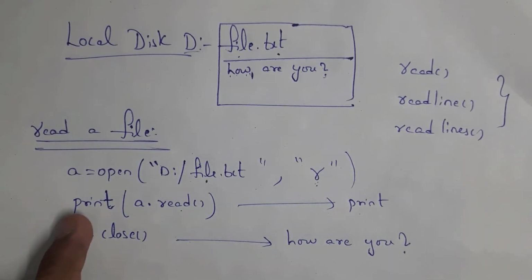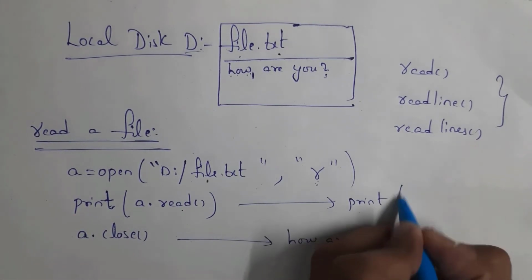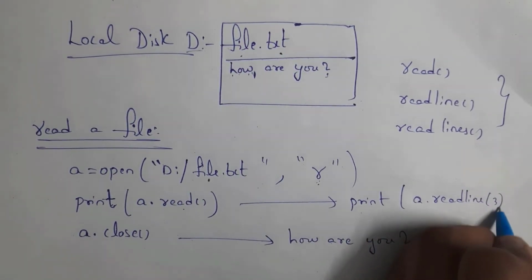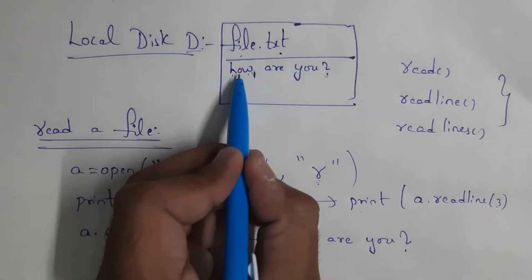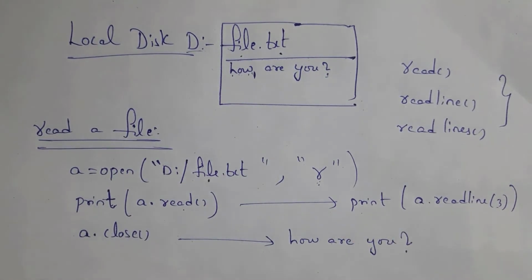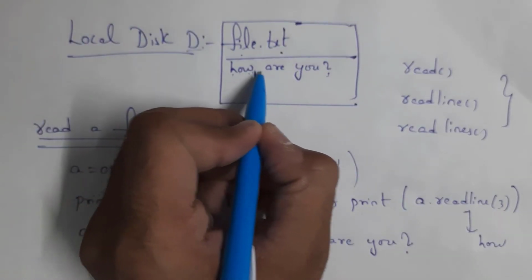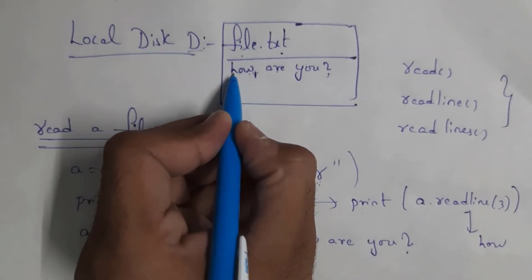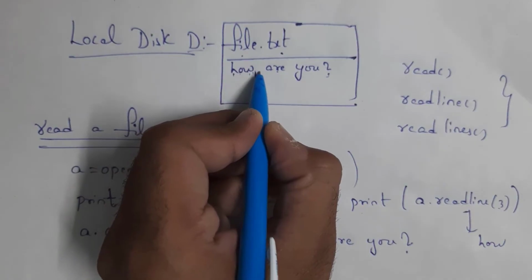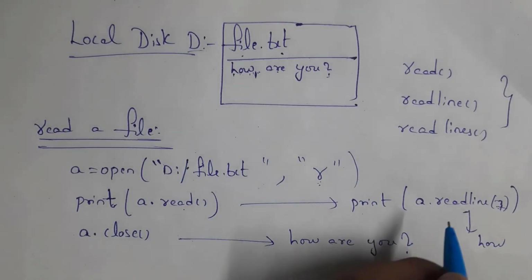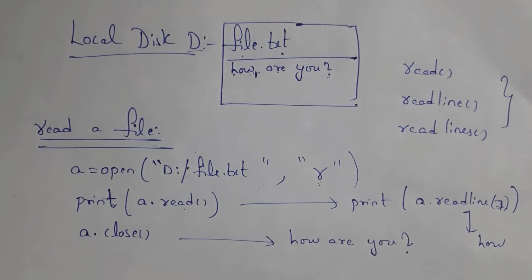Just in place of writing print a.read, write here print a.readline of 3, because I want to read only the first 3 characters, that is how. So whenever you run this code, you will get output how. Guys, in this text file, even space is also considered a single character. For example, I want to print how are. So h 1 character, 2, 3, and space 4 characters, 5, 6, 7. So whenever you write print a.readline of 7, you will get output how space are.